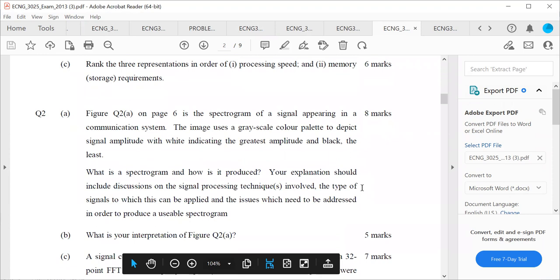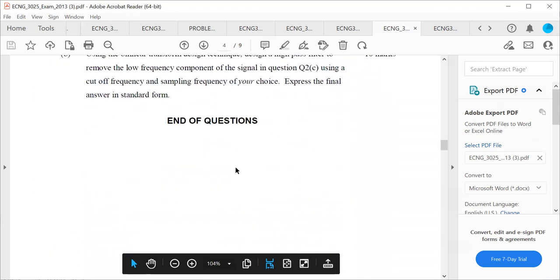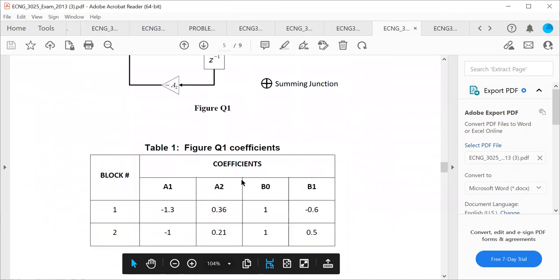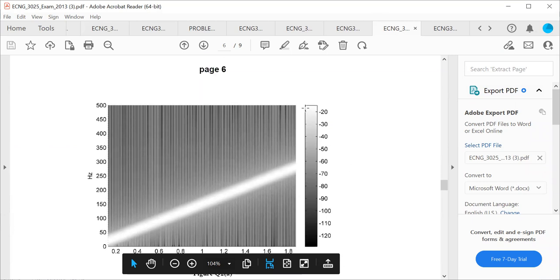The spectrogram, this one gives you a spectrogram and asks you to interpret it. So if you look at the spectrogram, let's see what that one looks like. Remember what the spectrogram is showing you. Here's frequency, here's time, and it's showing you the amplitude. So the brighter the color, the higher the amplitude.